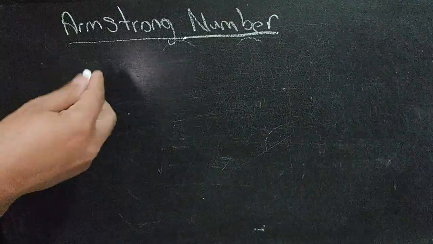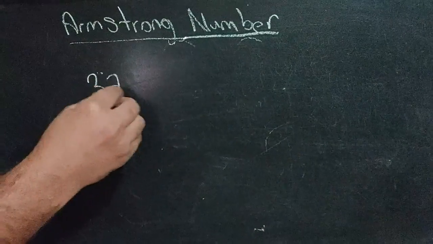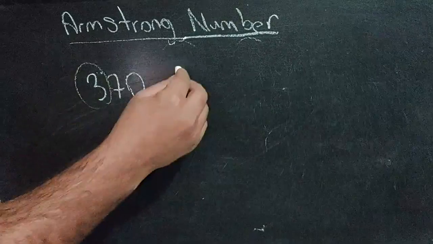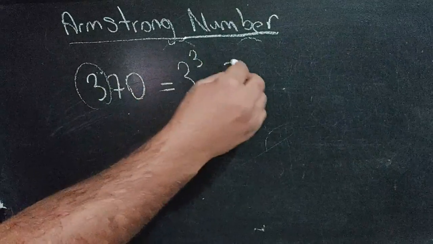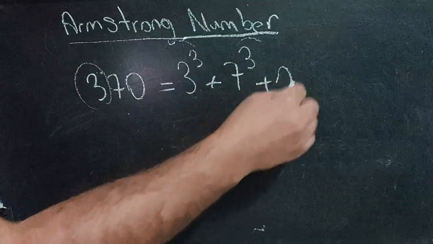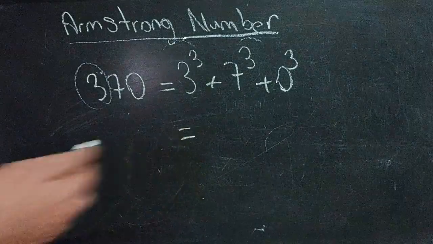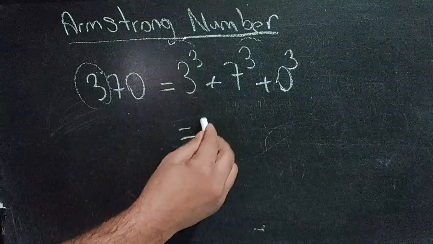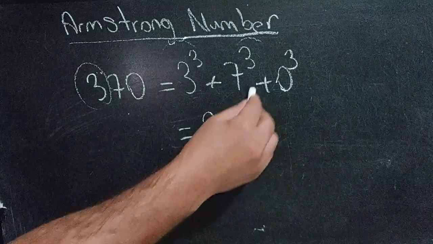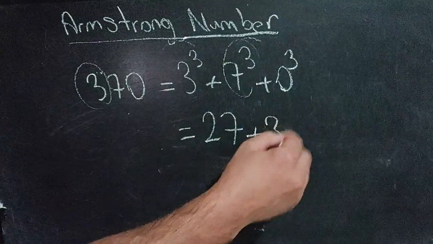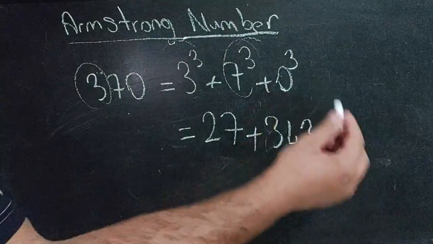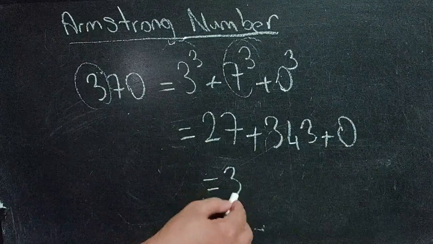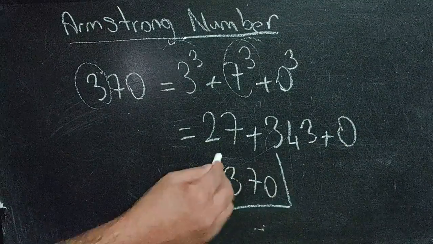Alright, let me show you another one. 370. 3 cube plus 7 cube plus 0 cube. So 3 cube is 27, plus 7 cube is going to be 343, plus 0 cube is 0, and add them up, that will be 370.